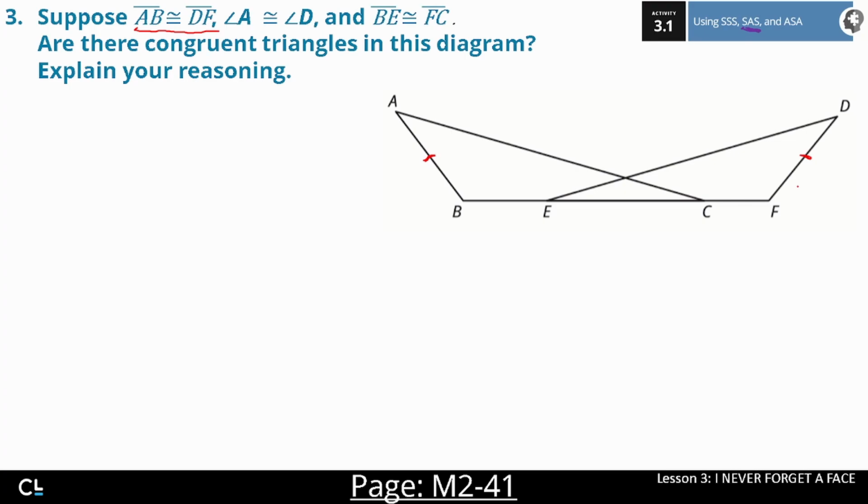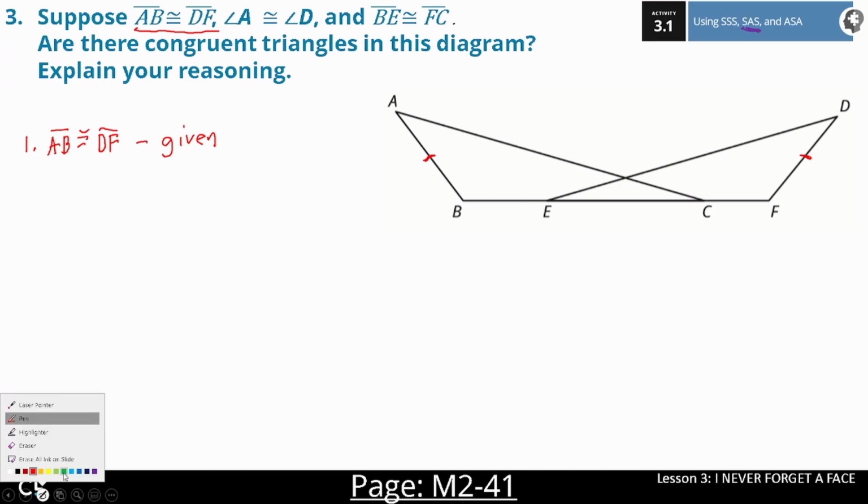And while we're at it, and I have this color pulled up, I'm going to write it as a statement. So I'm going to say AB congruent DF. Why? Given. I'm just going to get in the habit of writing this. A statement, my why. We change colors, keep things nice and organized in my brain.